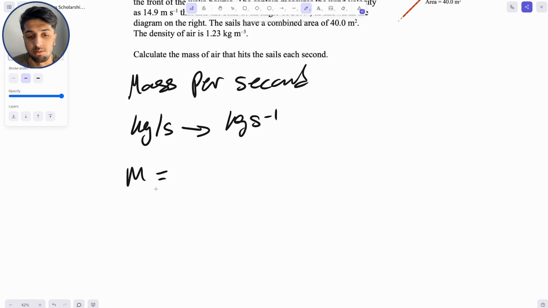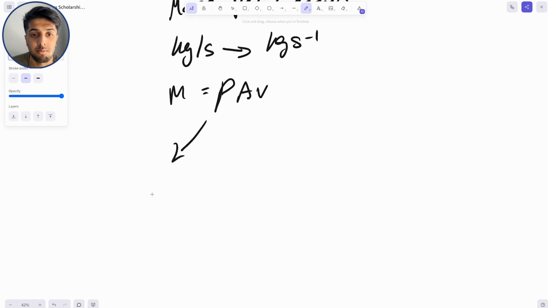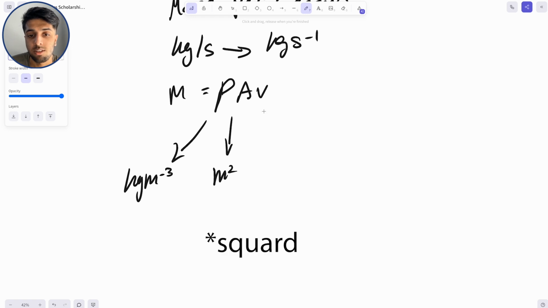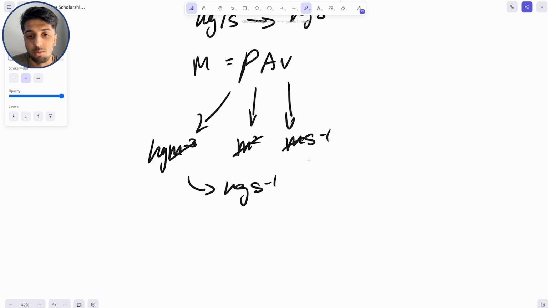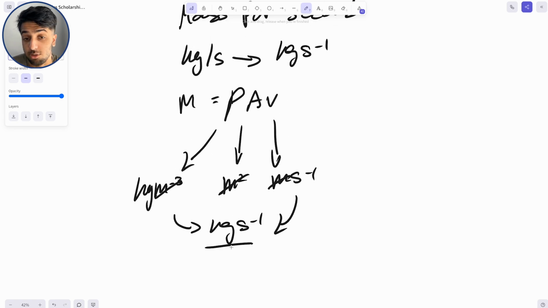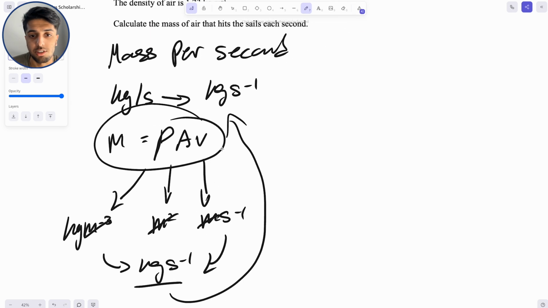So we can write mass per second as just m, and that is our density times our area times our velocity. The reason for this is because density is kg per meter cubed, area is meters squared, and velocity is meters per second. As you can see, the meters cancel out, and we get kg s^-1. So that is why our dimensional analysis is very important, so we can construct these equations. So this is the equation that we'll be using.